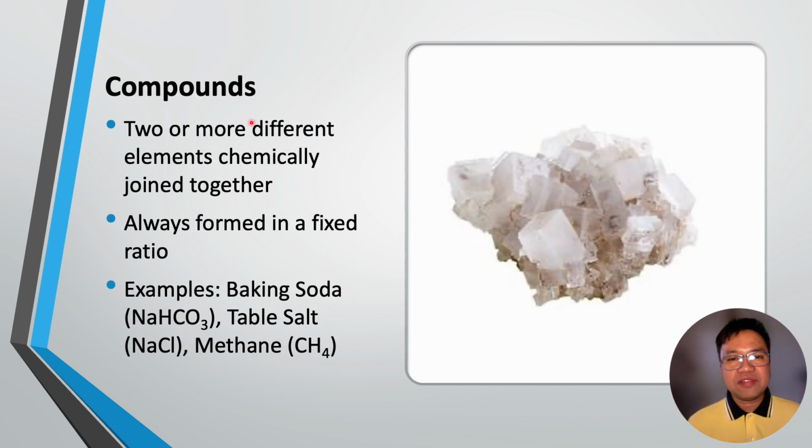This time, picture a chef in a gourmet kitchen, combining ingredients in precise amounts to create delicious dishes. Similarly, compounds are formed when two or more different elements are chemically joined together, following nature's recipe to the letter. But here's the twist. These elements combine in a fixed ratio, a strict recipe that cannot be altered without changing the compound itself. For example, table salt is always made of sodium and chlorine in a 1-to-1 ratio.